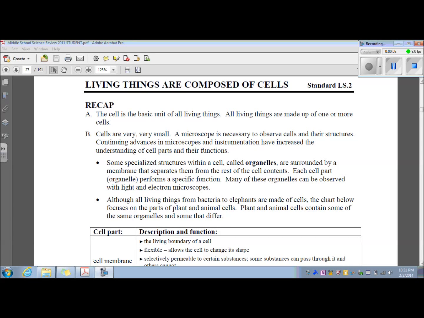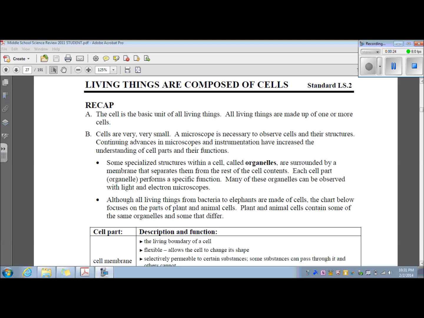Living things are composed of cells. Page 17. Recap. A. The cell is the basic unit of all living things. All living things are made up of one or more cells. B. Cells are very, very small. A microscope is necessary to observe cells and their structures.